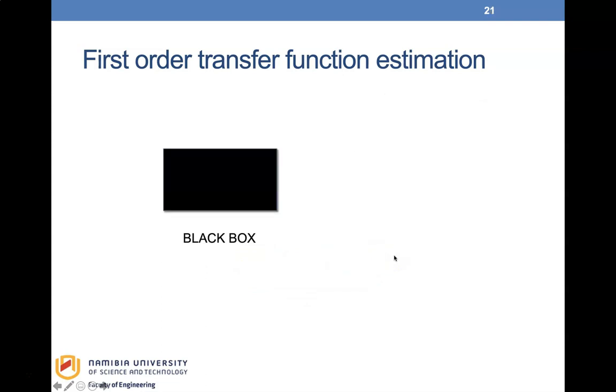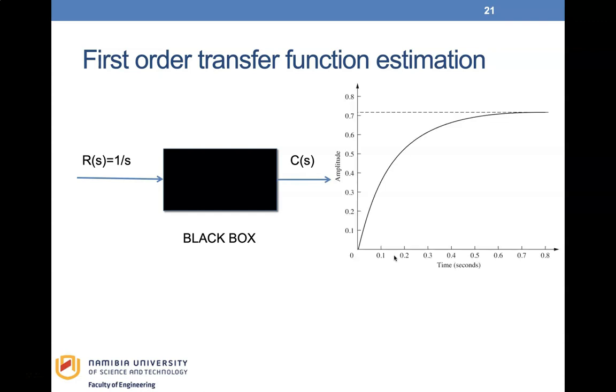So now let's look at this. You have a black box. It's a system, and you don't know what is inside this black box. So you excite it with a step input. You put in a signal, which is a step, and then you measure the output, which is your C of S. And you can plot this output using some computer software. You get the output, and this is your output. Now, how do we find the transfer function of this system based on this output?